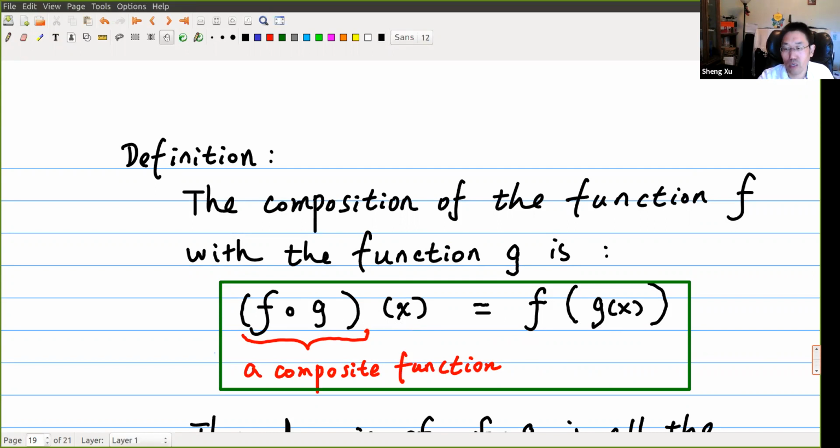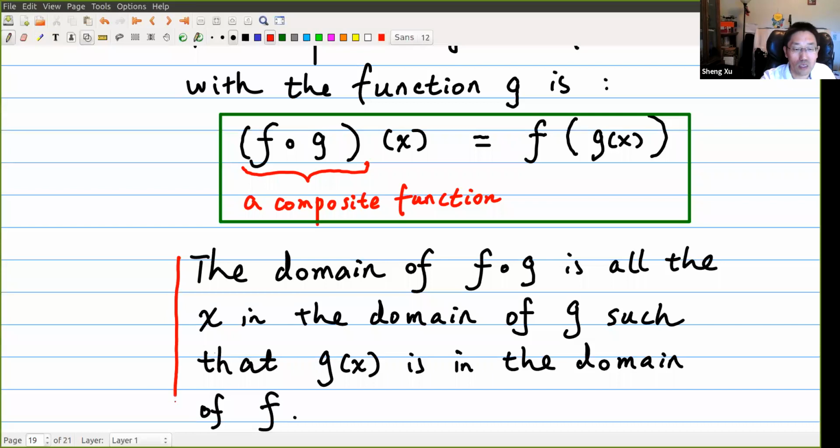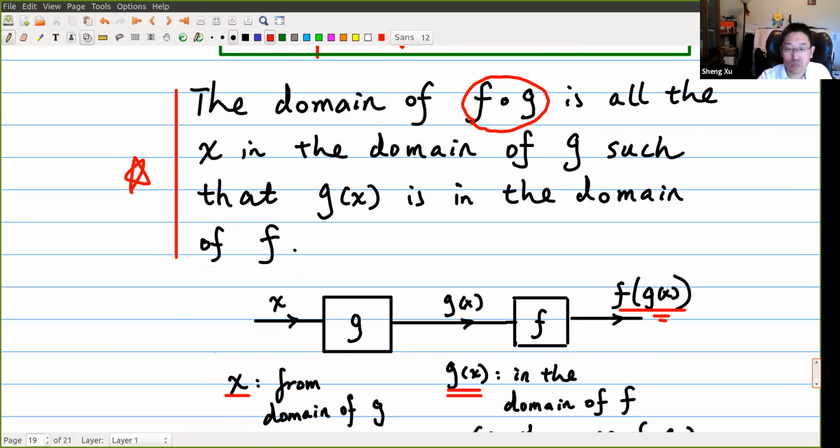So this part here, I want you to pay attention. What is the domain of this composite function, f composite g? Look at this picture. You take x from the domain of g, then you compute and get g(x). Then this g(x) is the input to f. So you need to make sure this g(x) is also in the domain of f. So you cannot choose all the x values, because maybe some x as an input here gives you an output that is not in the domain of f. So you need to choose a particular x value from the domain of g.